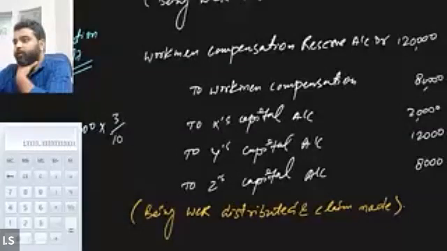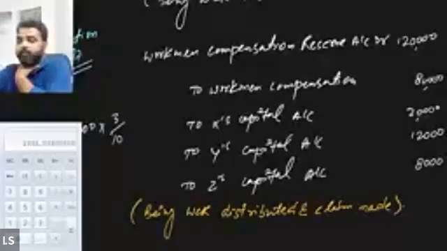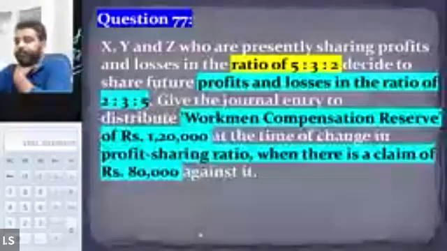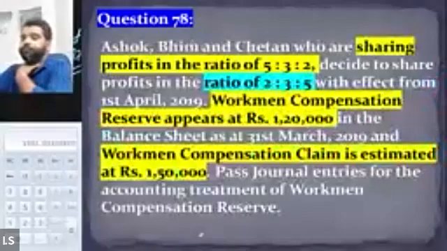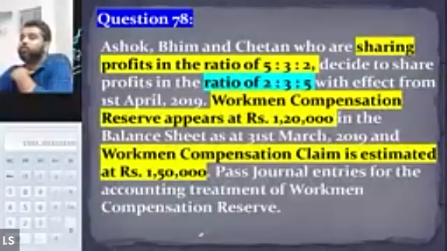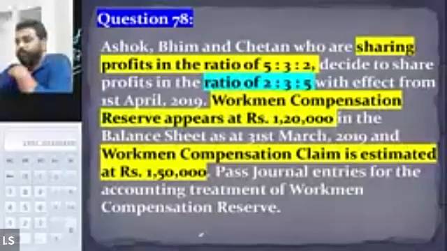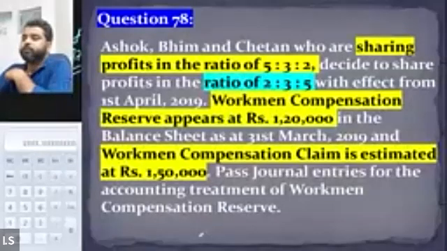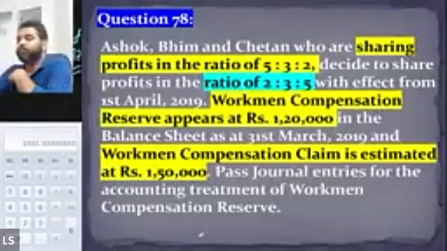So I'm giving you one question for your homework as well, which will be similar to this question. Just read it once. Question number 78 says Ashok, Bheem, and Chetan, who are sharing profits in the ratio of 5:3:2, decided to share the profit in the ratio of 2:3:5 with effect from 1st of April 2019. Workman compensation reserve was 1,20,000, but the compensation claim is for rupees 1,50,000. So I've already told you how to deal with such a situation.